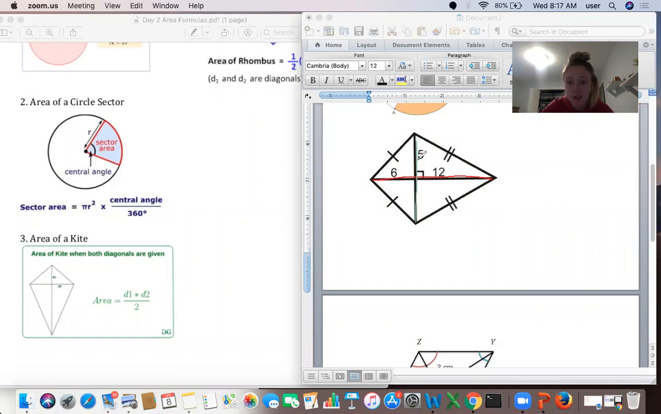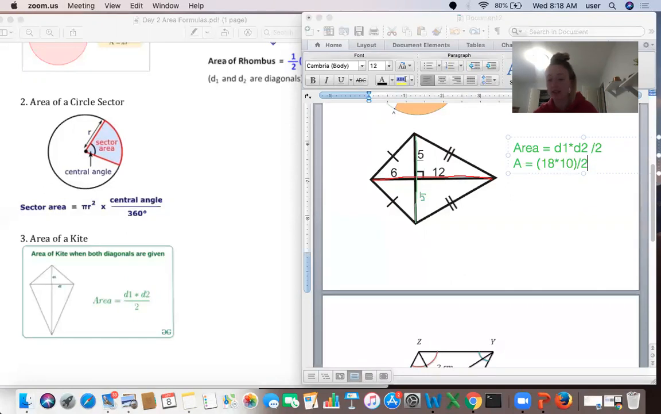And I know that this up here is 5. This one is going to be the same length, so this would also be 5. Okay, so area equals D1 times D2, and then all of that divided by 2. So diagonal 1, we'll do the red one. Okay, 6 plus 12 is 18. So 18 times the other diagonal, diagonal 2, 5 plus 5 would be 10. Now I have to do that whole thing divided by 2.